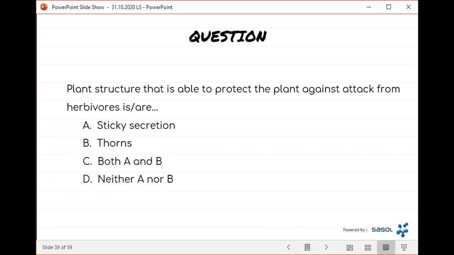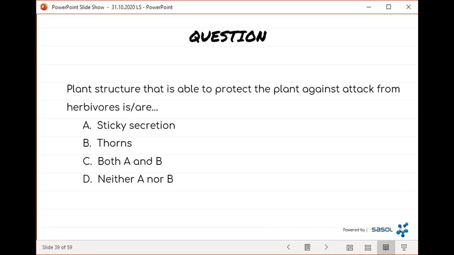Right, next question. The plant structure that is able to protect the plant against attack from herbivores is or are: A, a sticky secretion; B, thorns; C, both A and B; or D, neither A nor B?